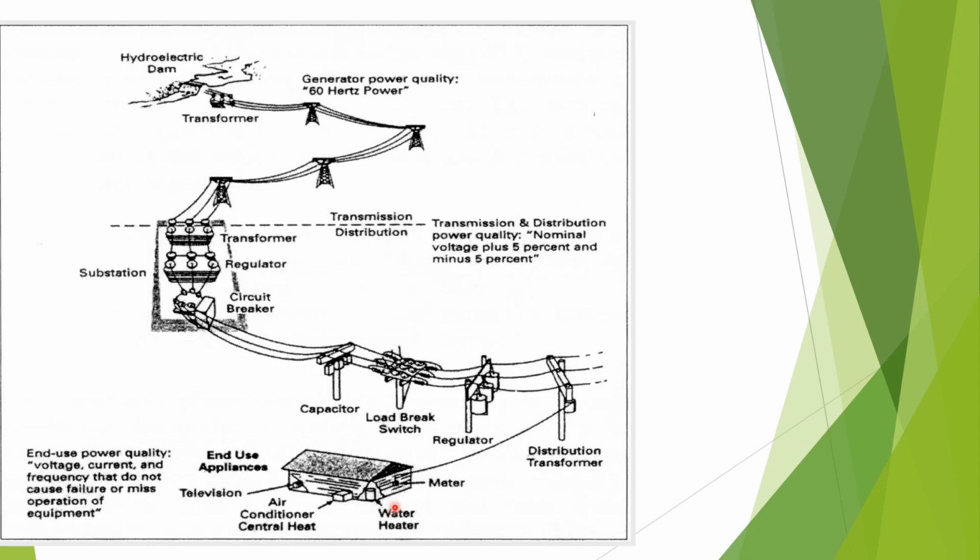So the power received from the dam or any substation or power station is to be transmitted from one point to another, and it will be received at your end appliances, that is, at your home, with voltage, current and frequency values. Now this is our main focusing area, where we need to concentrate on the power quality.